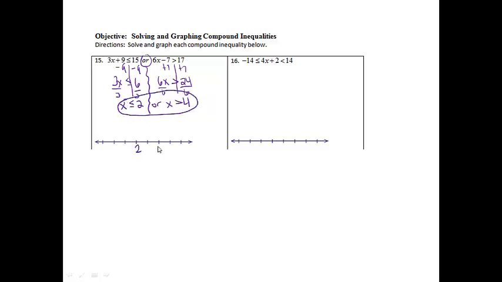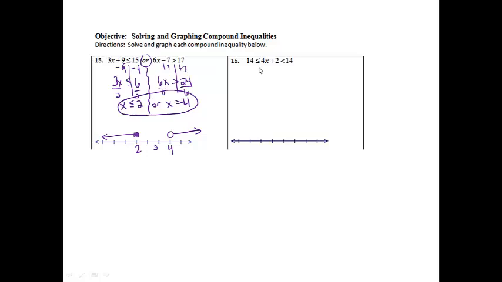So let's go ahead and put those on my number line. Let's put a 3 in the middle. Less than or equal to 2, we're going to close in the 2, because there's an equal sign, and less than heads to the left. And then greater than 4, open circle at 4, heads to the right.